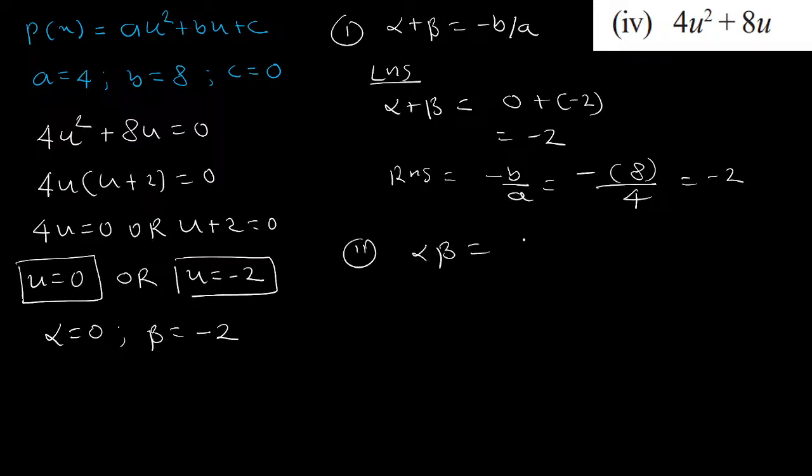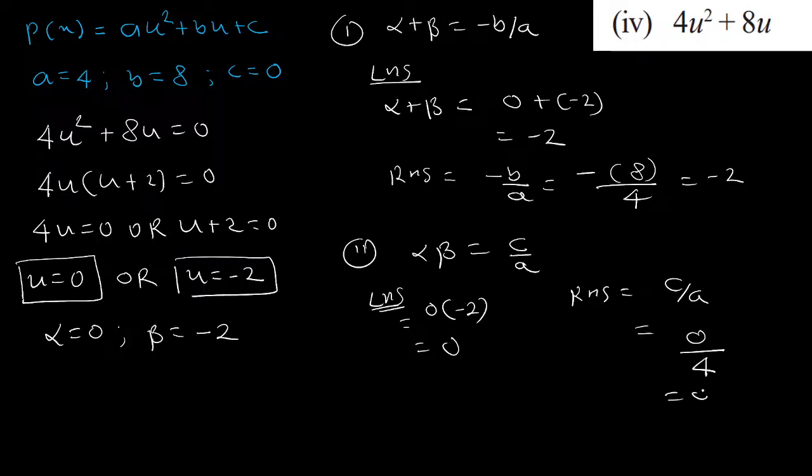Alpha beta is equal to c by a. What is alpha? Alpha is 0. We are finding the LHS part, that is the product of zeros. Alpha and beta is minus 2. So it is 0. Now RHS, that is c by a. c is 0 divided by 4, answer is 0. Okay. So this is how we are supposed to solve this question number 4 of the first question. Let's move to the next one.